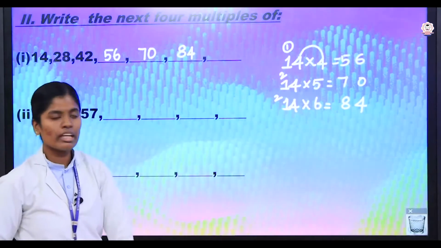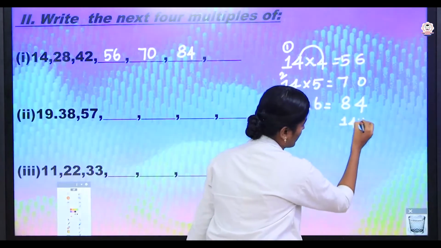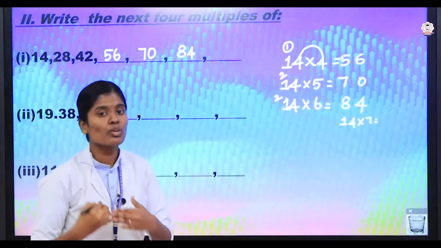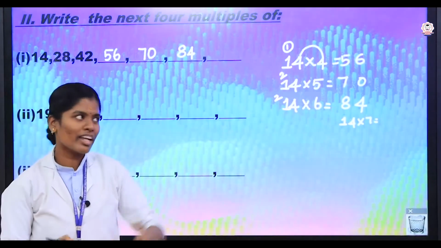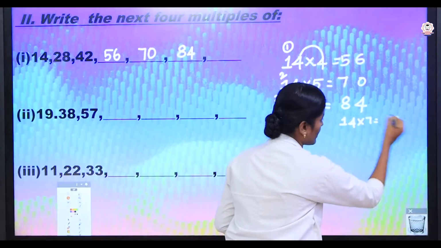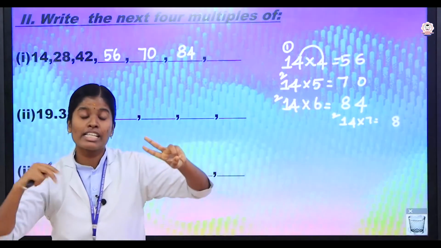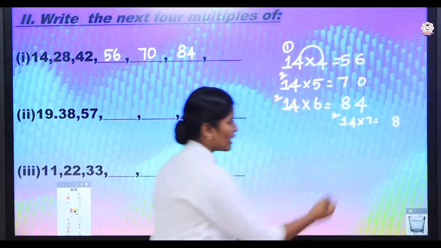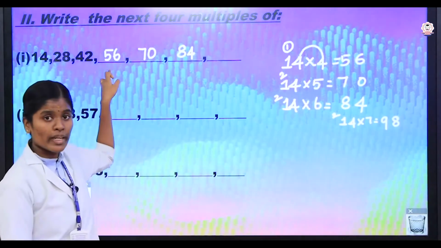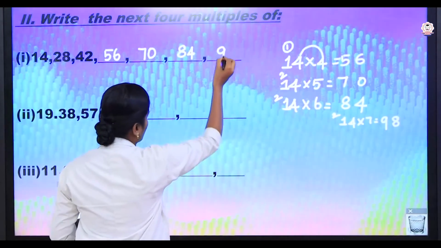And next take 14 multiply by 7. Take 7 and multiply by 4, 7 and multiply by 1. 7 fours are? Very good. 7 fours are 28. So, write 8 and carry 2. 7 ones are 7. Keep 7 in the mind, 2 in the finger. 7 after 8, 9. So, the answer is 98. The multiples of 14 are 14, 28, 42, 56, 70, 84 and finally 98.